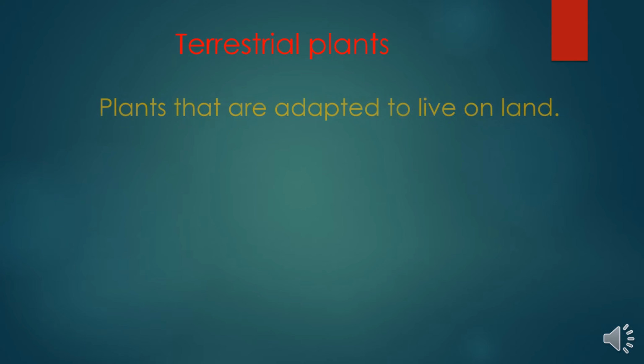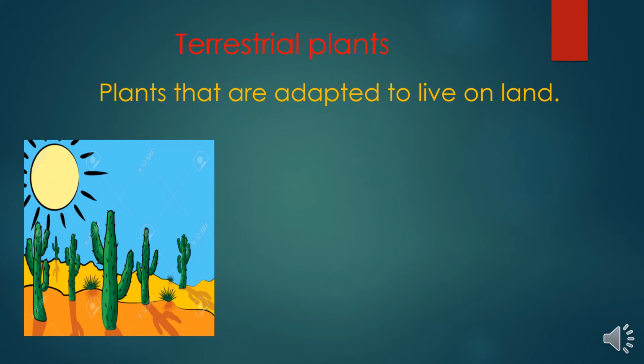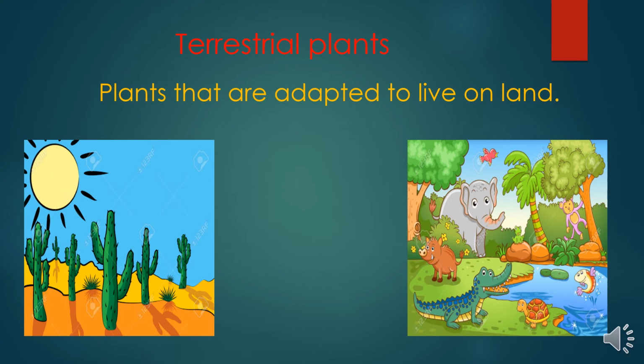Terrestrial plants. Plants that are adapted to live on land. The plants that live in the desert are terrestrial plants. Also, the plants that live in forests are terrestrial plants.